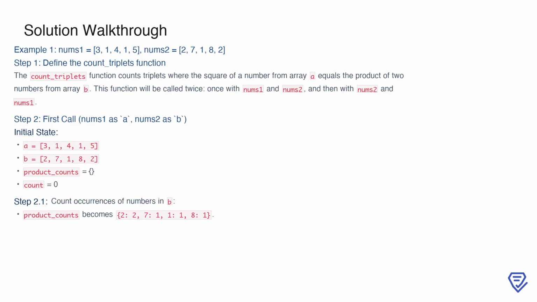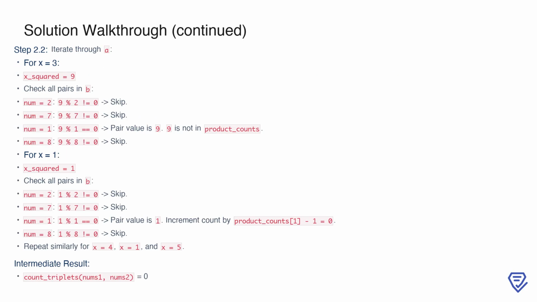This frequency map will be crucial for quickly checking how many times a potential product appears in B during the next step. Next, we iterate through each number x in A to find triplets. For each x, we calculate x_squared, the square of x, and then check all possible pairs in B to see if their product equals x_squared.